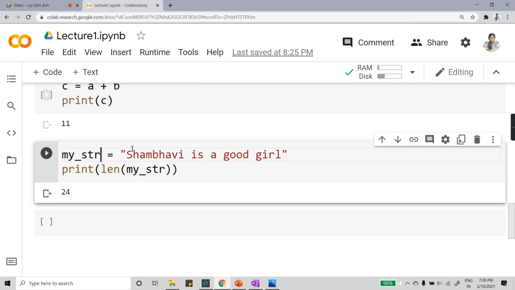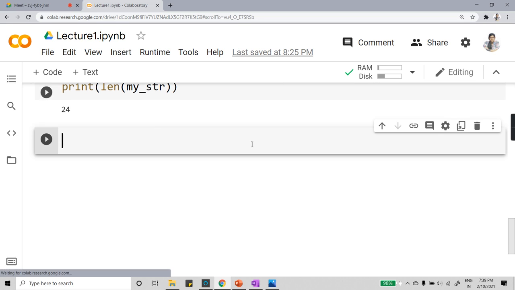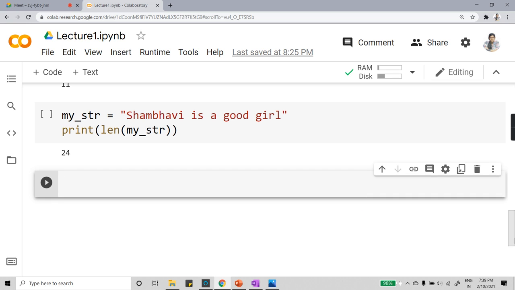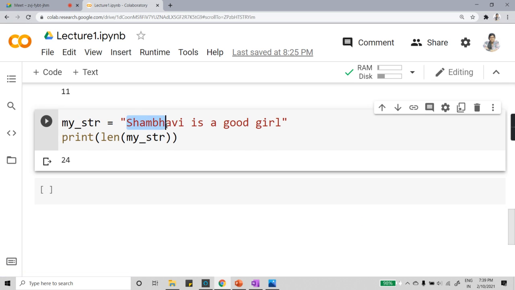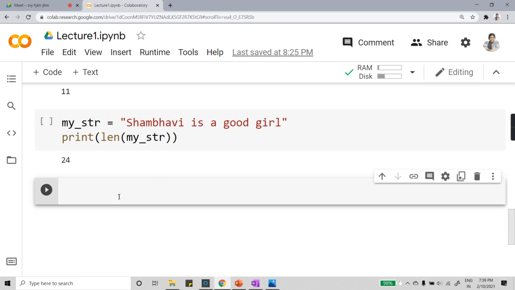So here what we were doing, we were taking a string, that is Shambhavi is a good girl. Let's say we will work upon this string only. Now I just quickly want to obtain a substring. Substring in the sense, let's say I want to obtain my name only. When I do my string slicing technique, then my name, that is Shambhavi, should appear. So for that, let me quickly write my underscore str here and write the same string. Shambhavi is a good girl.